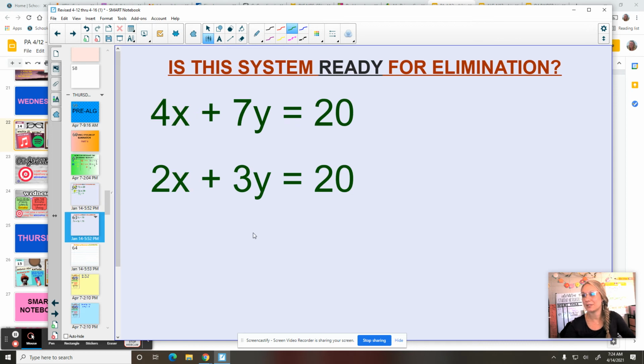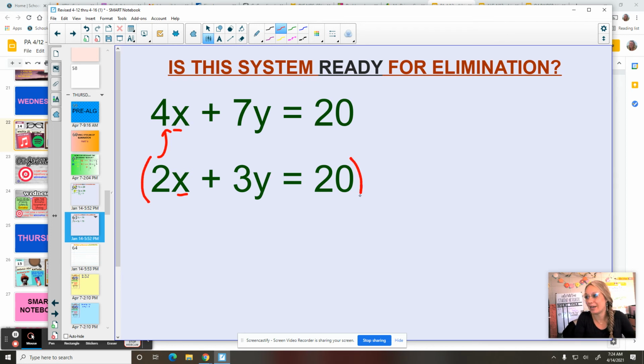Today, our focus is going to be on systems that look like this. Do you have a variable that's ready to eliminate right now? Do your x's match or do your y's match? No. The answer is no. However, we can use multiplication as a tool to get our coefficients to match. Look at our x's. Is there a way that I could get this 2 to match the 4? What could I multiply 2 by to get to 4? Please say that you're saying 2 in your head.